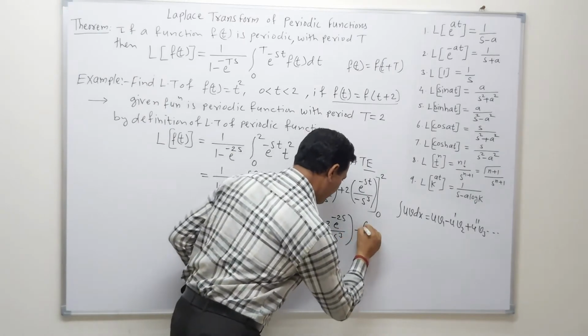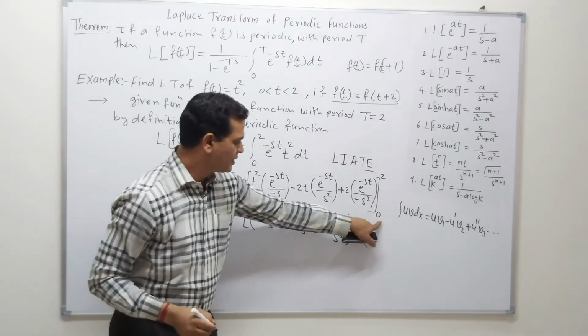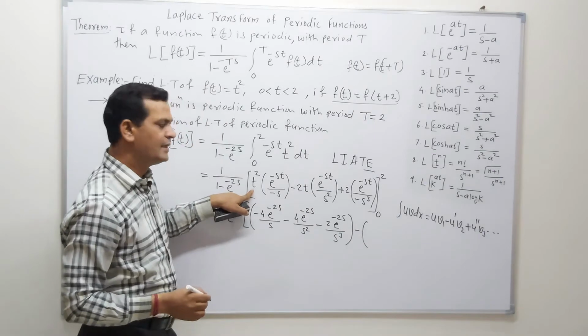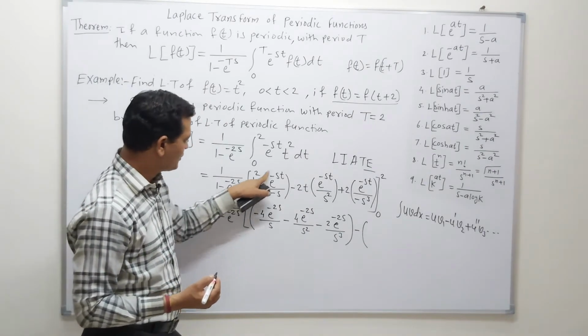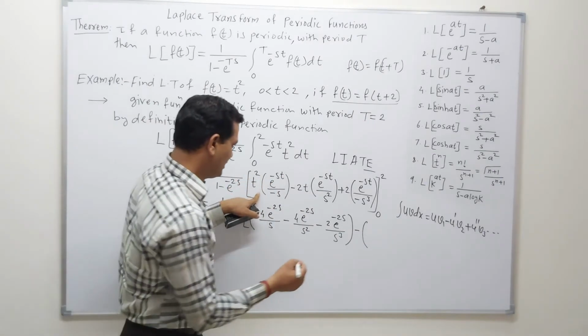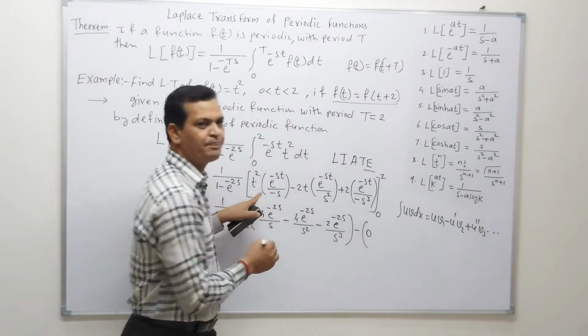Again put the value of the lower limit. The lower limit is 0, so if we put t equal to 0, then 0 into something is 0, so this whole term is 0, so we can write the first term as 0.